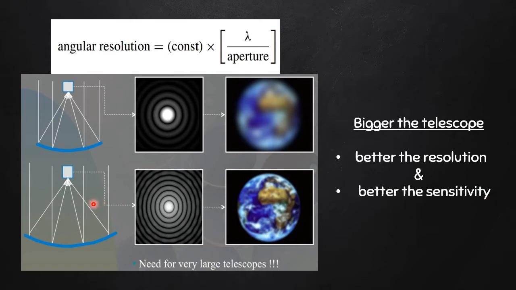The concept of sensitivity is straightforward. If you consider bigger telescopes, the light gathered is more than with smaller telescopes, and this makes faint objects appear brighter, and hence you get greater sensitivity.